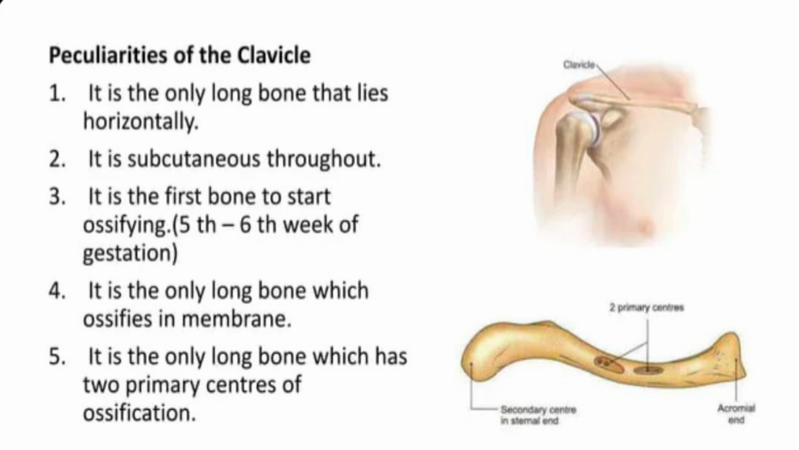When we go through the peculiarities of the clavicle, it is the only long bone that lies horizontally. It is subcutaneous throughout. We can feel it by palpation. It is the first bone to start ossifying. It is the only long bone which ossifies in membrane except the medial end which ossifies in cartilage. It is the only long bone which has two primary centers of ossification. In the diagram you can see two centers in the shaft region for ossification.